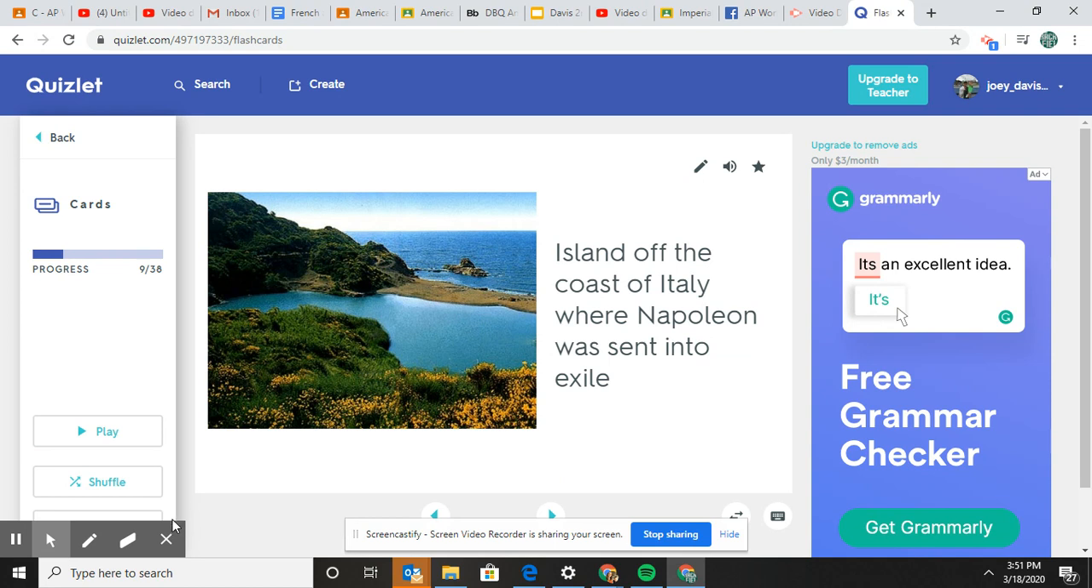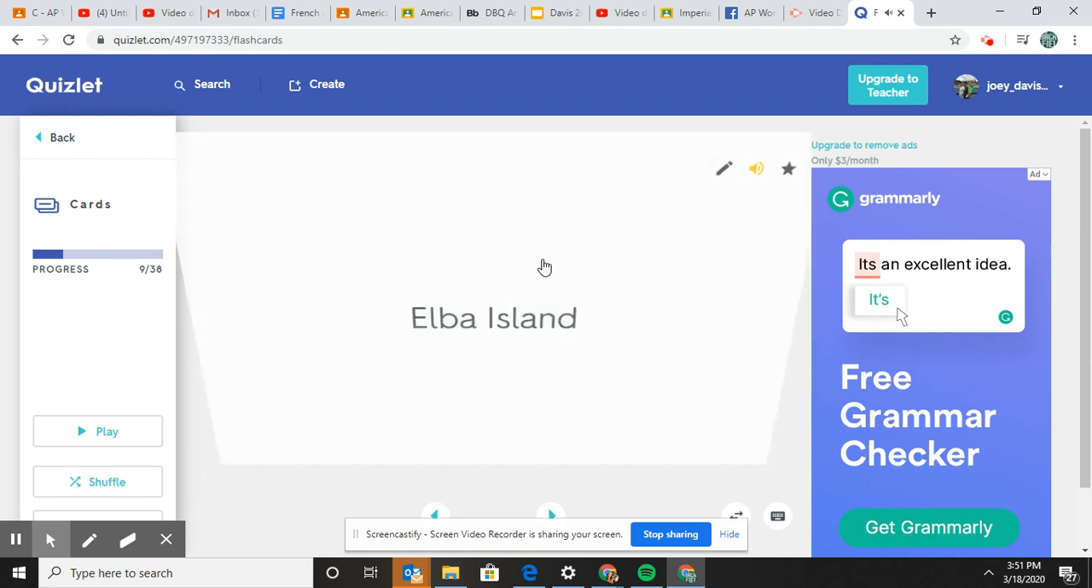Let me see. I'm just going to pause this. All right, I'm going to pick it back up, so hopefully it's catching me here. So Elba Island is where... Island off the coast of Italy where Napoleon was sent into exile. Elba Island. That's pretty cool. Let's see. Go to the next one.